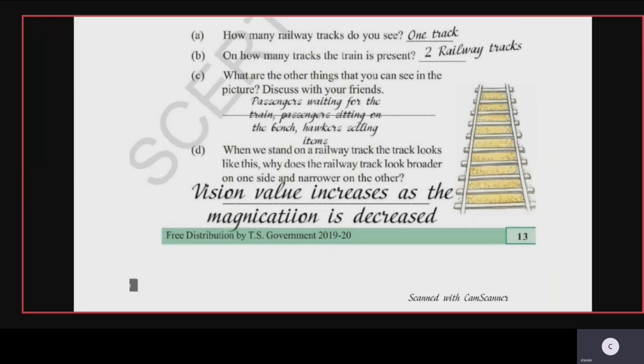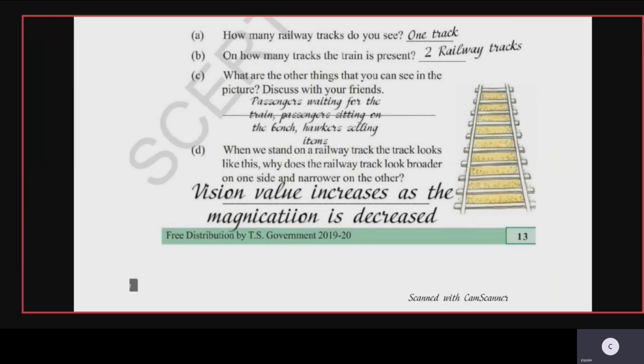When you see from the top, the objects will look very small. Yes or no? That is called the satellite view. Here also it is the same. This picture has been taken from the top level, from a very high place, from the air, so the vision value is increased here.